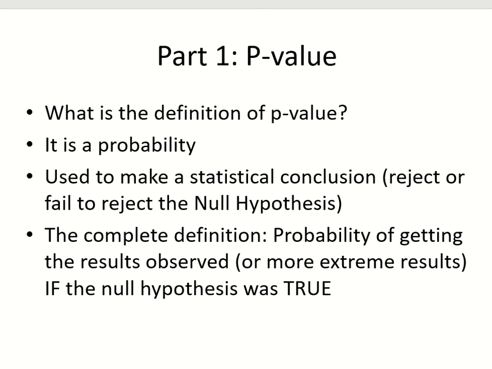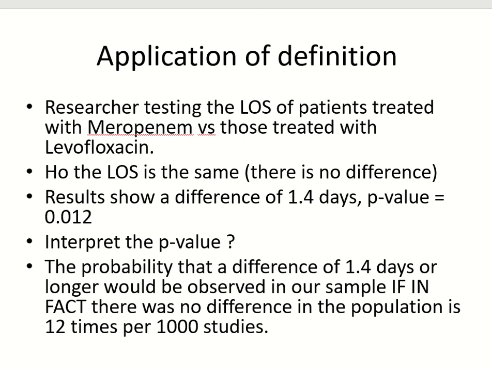So p-value, we already kind of approached the p-value. It's a probability, and this probability is used to make a statistical conclusion, whether you reject or you fail to reject the null hypothesis. The definition of the p-value is the probability of getting the results you observed if the null hypothesis is true. Okay, so under the assumption that there is no difference, show the probability that you observe that much of a difference, that is your p-value.